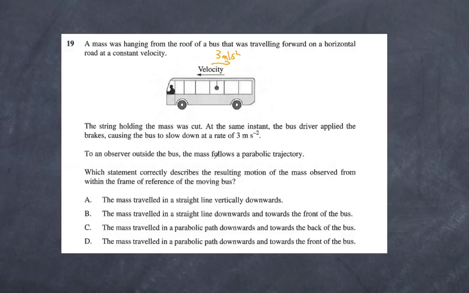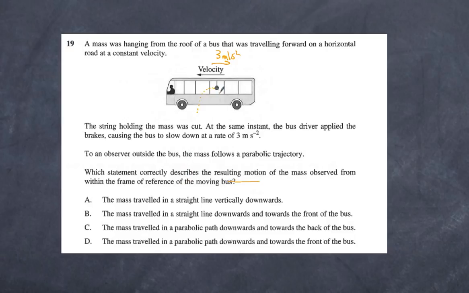Now, to the observer outside the bus, the mass follows a parabolic trajectory. It's independent of the bus, and that's what you would expect. It would do this because it would keep going at the velocity of the bus. Of course, it's separated from the bus, and so it would just follow a parabolic path. But we're asked for the resulting motion of someone observing in the bus.